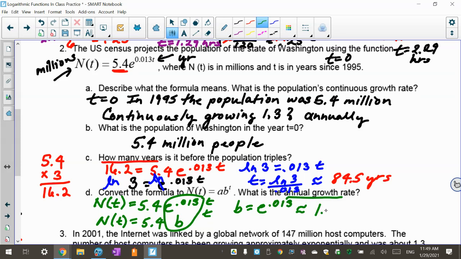When I do, I get 1.0131. If I subtract the 1, move my decimal place, it comes out to be 1.31% annual growth, which is a teeny bit more than the 1.3 continuous. And the reason why it's so close is because the rate is so low. It's only 1.3%. So if this was a bigger percent, it would be a bigger gap.